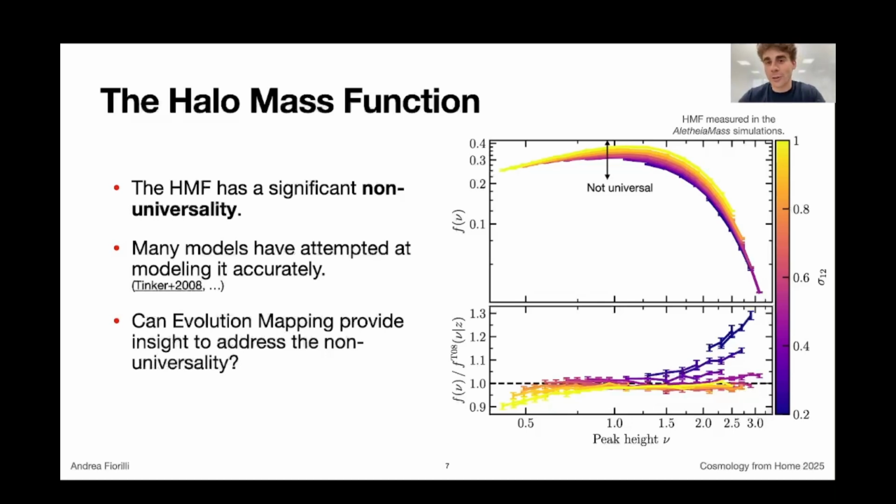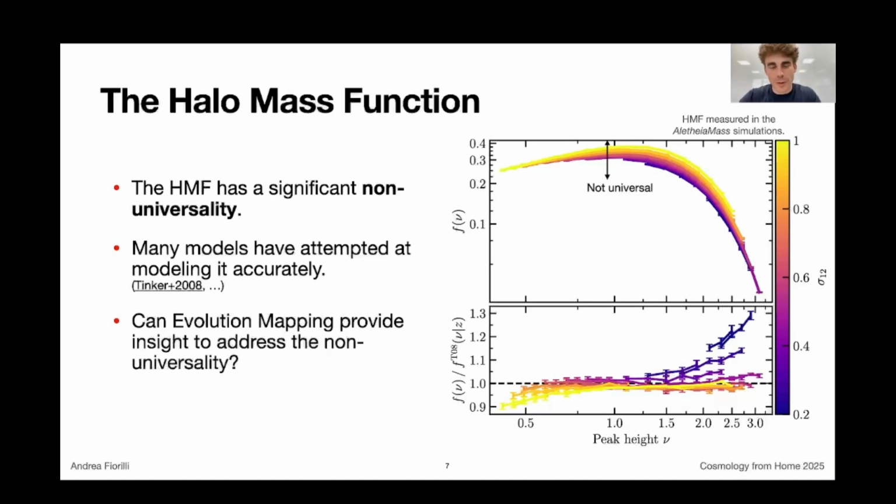The most commonly used prescription is the one given by Tinker and collaborators in 2008, which has a scaling of the fitting parameters with redshift to model the non-universality. To this prescription, we refer our residuals that you can see in the bottom panel of the plot, and you can see that at high redshifts or low values of sigma 12, you can quite easily, even just in a lambda CDM cosmology, reach 10 or 20% shifts with respect to the theoretical prediction.